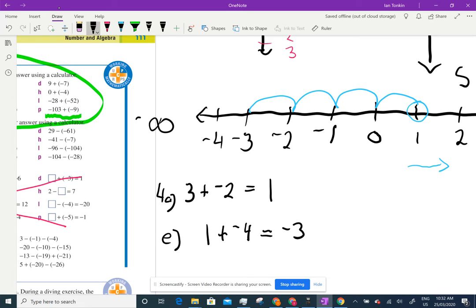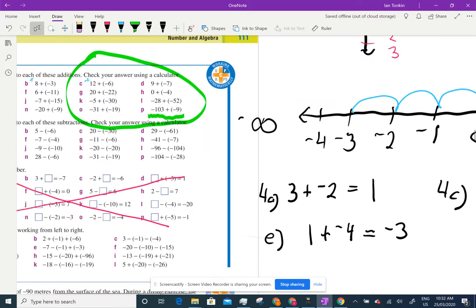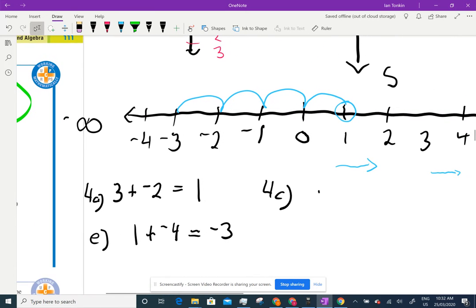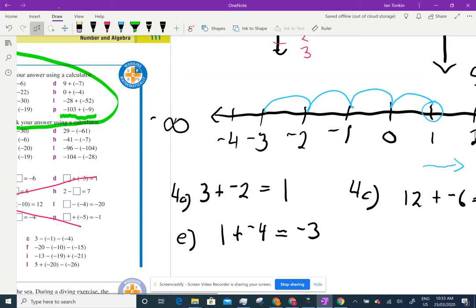So 4C, 12 plus negative 6. So imagine you're on the number line, you're at 12, you're going to face to the right and you're going to go backwards 6 steps. Well, if I count backwards from 12, that's going to be 11, 10, 9, 8, 7, 6. Oh, I'll end up at 6. So you can do the number line in your head.